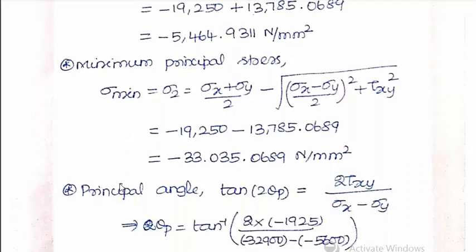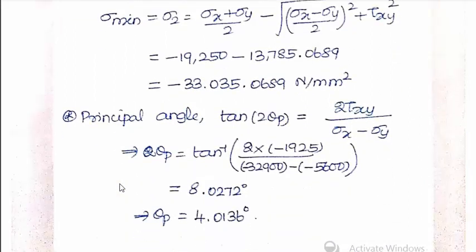And the formula for the principal angle is tan 2 theta p equal to 2 tau xy by sigma x minus sigma y, where theta p is the principal angle. By substituting the known values, that is sigma x, sigma y and tau xy, we arrive at this result, that is the principal angle theta p is 4.01 degree.